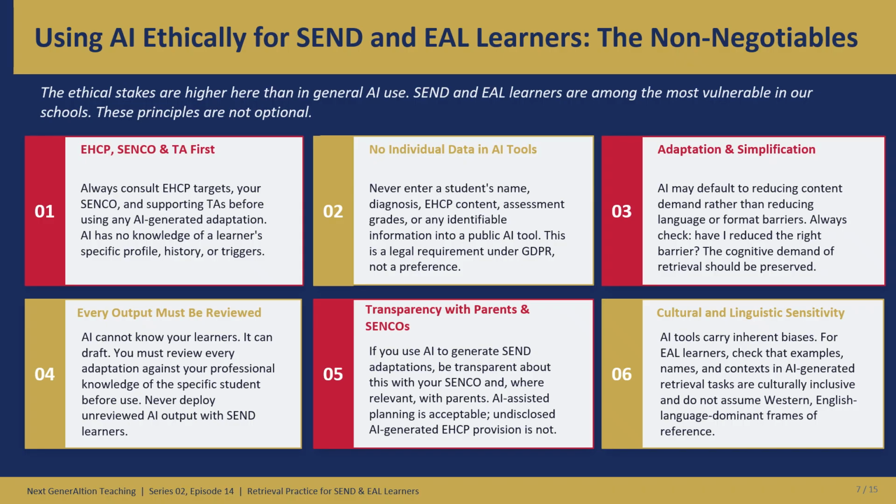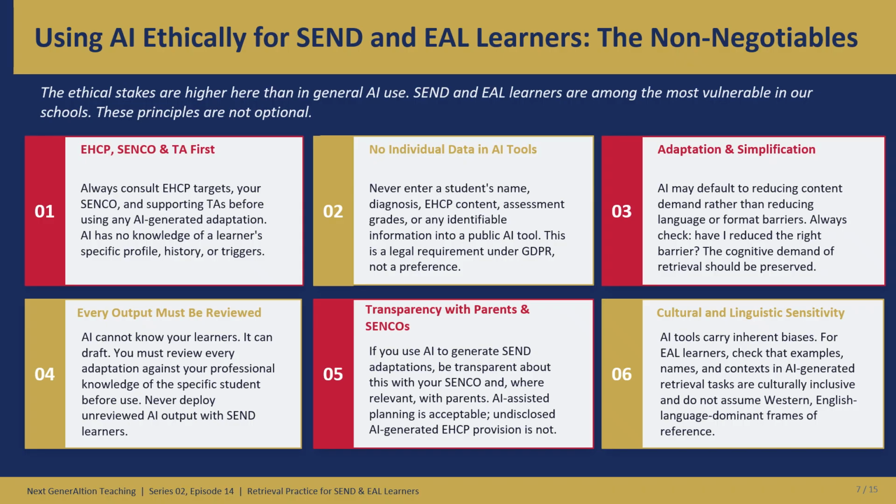Principle 5 is transparency. If you use AI to generate SEND adaptations, be transparent about this with your SENCO and, if relevant, with parents. AI-assisted planning is entirely acceptable and increasingly common. AI-generated EHCP provision that is undisclosed is not.